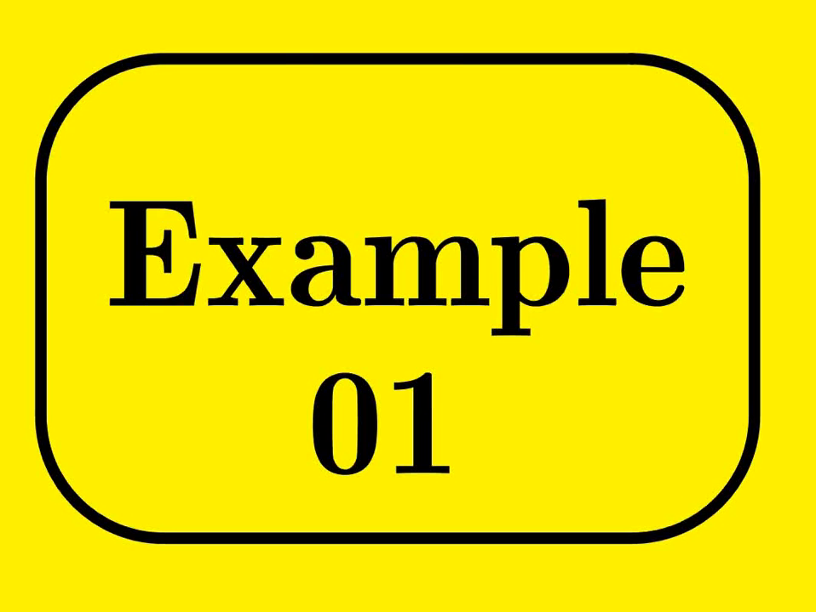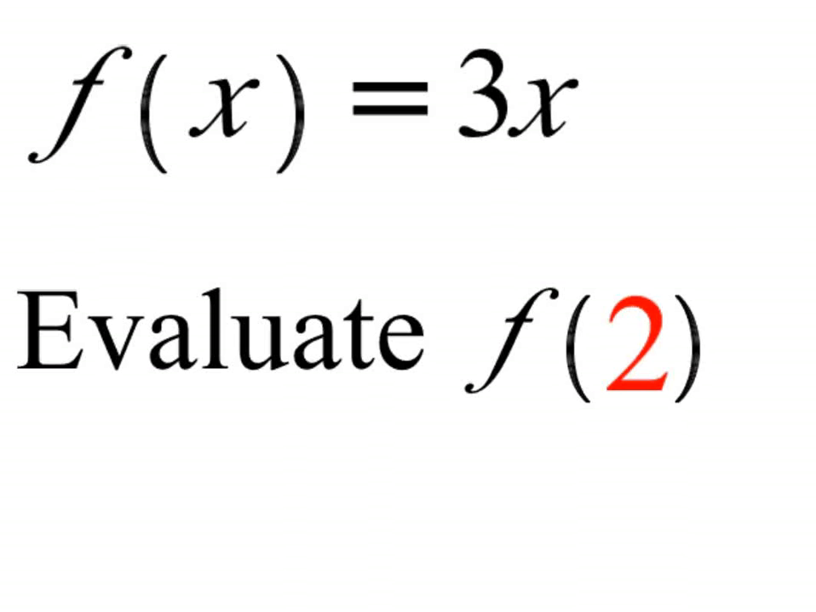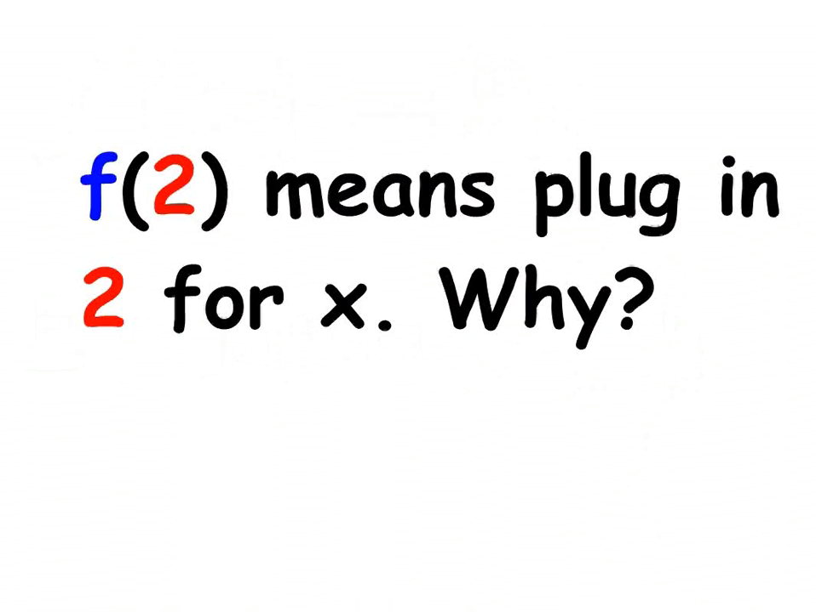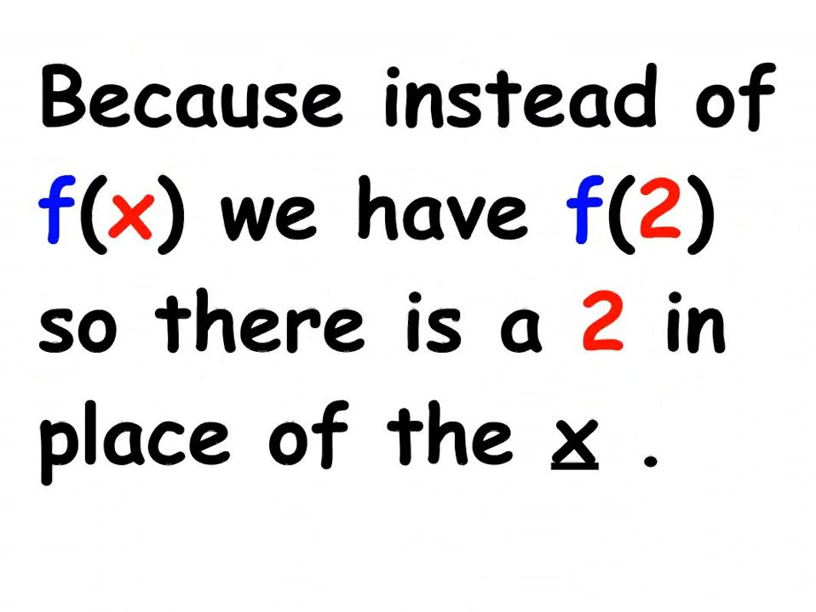Let's look at example 1. We have f of x equals 3x, evaluate f of 2. And now you're starting to see, okay, this is why we have parentheses, because now every time there's an x, we're just going to replace it with 2. This is very important and very fundamental. Okay, why does it mean that? Because instead of an x, there is a 2. So that means every time there is an x, we're going to put a 2 in place of it.